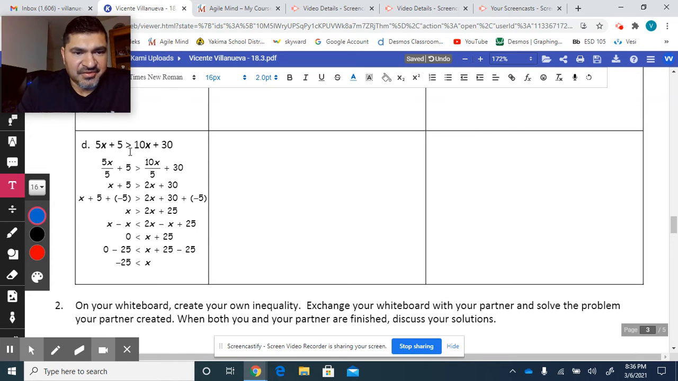All right, we have 5x plus 5 is greater than 10x plus 30. Remember, you should be looking at, let's see, what did they do? 5x, they divided by 5. Wow, this looks all wrong here. I'm trying to pinpoint exactly what they did wrong here. They just started dividing things. Okay, this is not right at all. Let's just go ahead and work out the problem on our own.